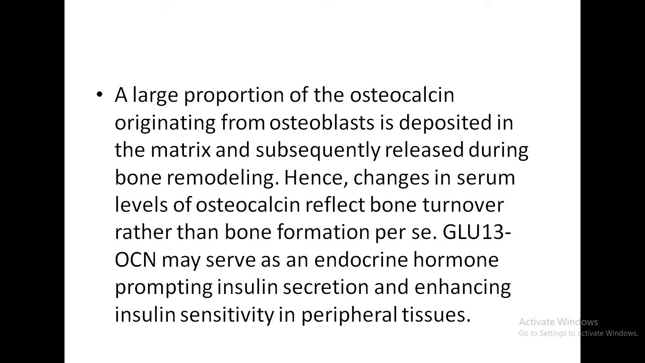So osteocalcin is released mainly during bone remodeling. So osteocalcin reflects bone turnover rather than bone formation. And glu-13-OCN, it's a newly studied molecule. It could serve as an endocrine hormone. It prompts insulin secretion, and also it increases the insulin sensitivity in peripheral tissues.